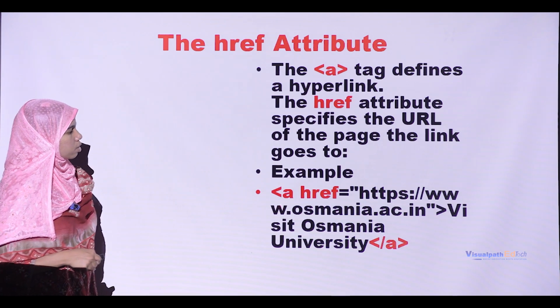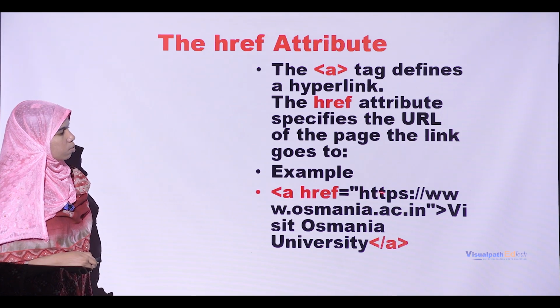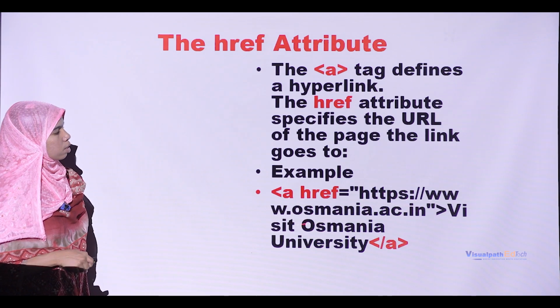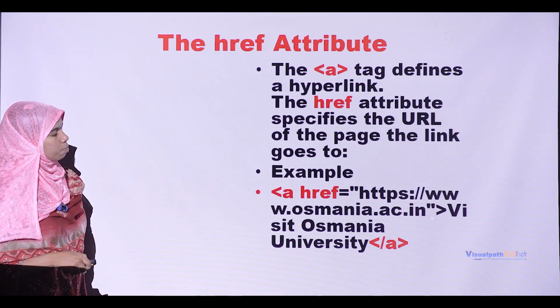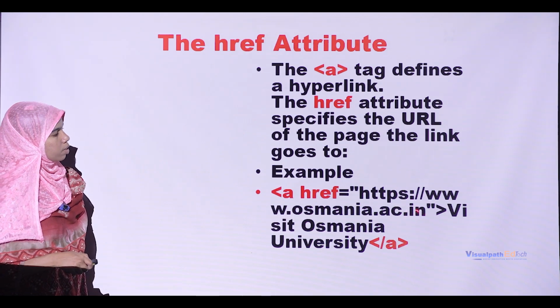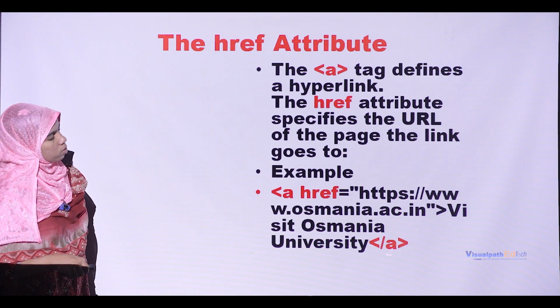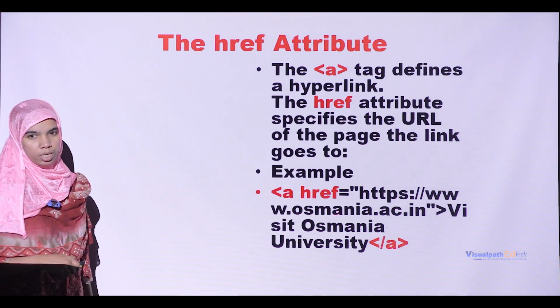For example, you can see A is an anchor tag. In the starting tag only, we write the attribute and its value. This is the name of the attribute and this is the value of it. For example, I gave the reference of the Osmania University website and we are linking that website to it. In the closing tag, you won't have any attributes. You will have them in the opening tag only.